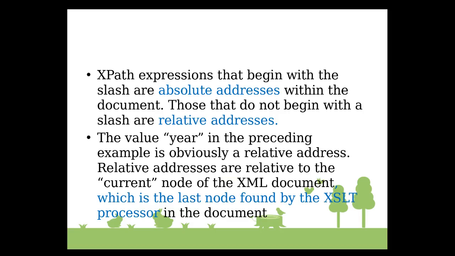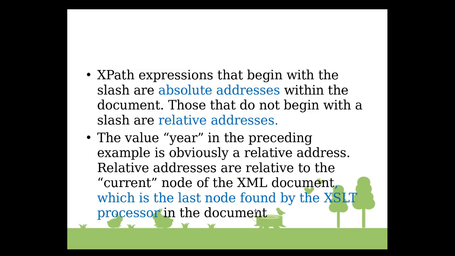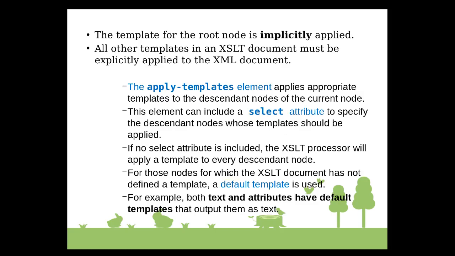So here match is assigned with the value year. So it is a relative address. Relative addresses are relative to the current node of the XML document. That is, the current node means the last node found by the XSLT processor in the document. And the template for the root node is implicitly applied to generate the output.